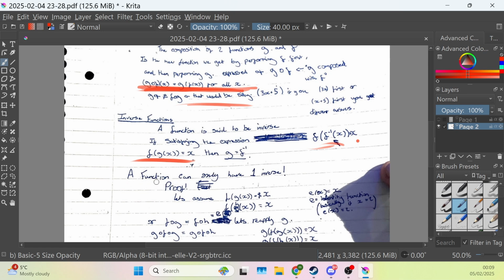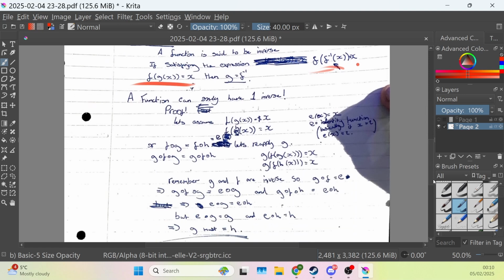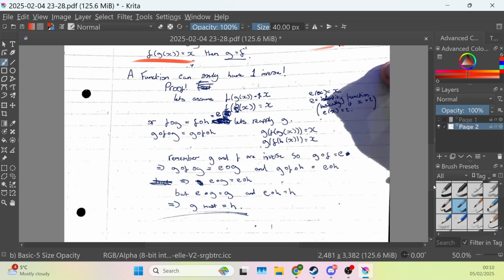So a function can only have one inverse. This is a small little proof. It involves a bit of, I don't really know what I'll call this, to be honest. But I had to look it up online anyway. It is quite complicated, but I do understand what it's trying to say.